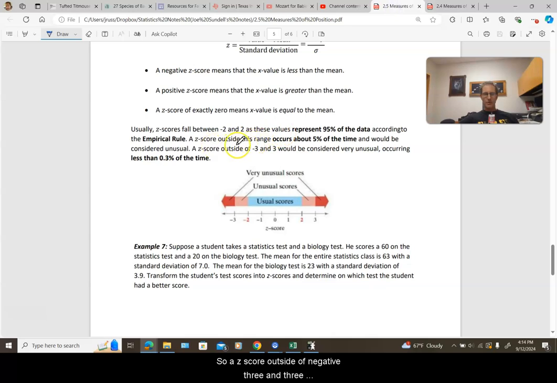So a z-score outside of -3 and 3 would be considered very unusual, occurring less than 0.3% of the time. Okay, and so here's your little graphic. We say anything that's within 2 standard deviations from the mean is usual. Anything beyond 2 standard deviations but less than 3 standard deviations is unusual. And then anything beyond 3 standard deviations is considered very unusual, or quite rare.